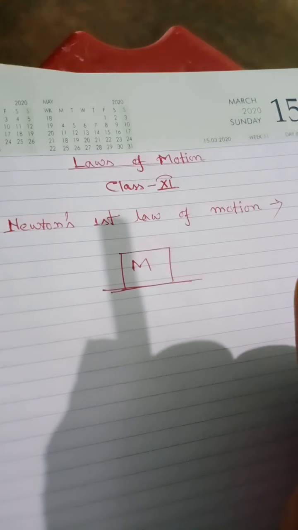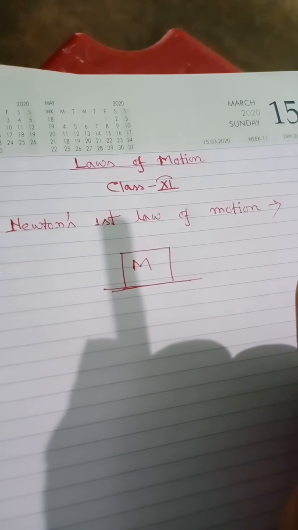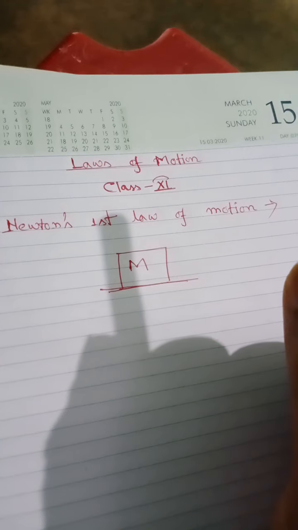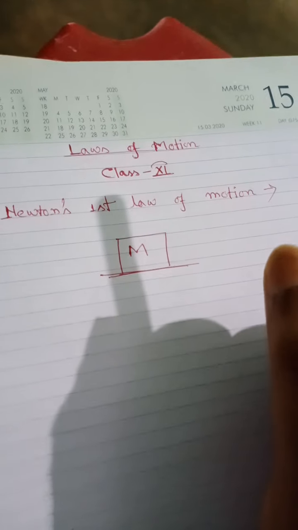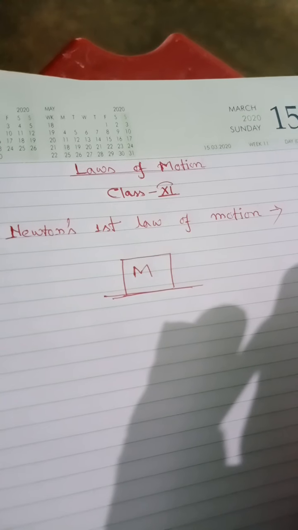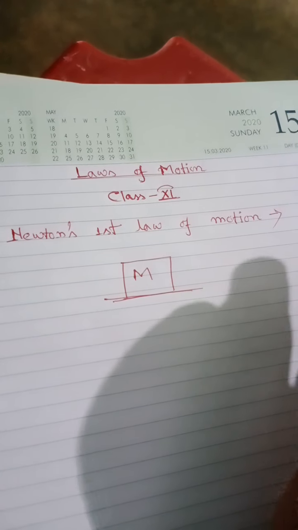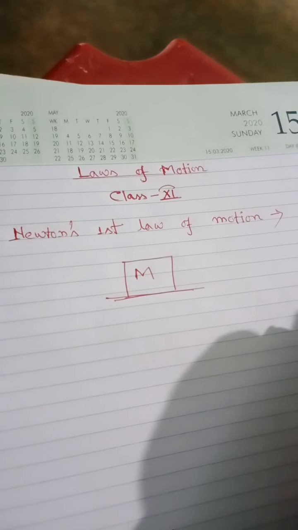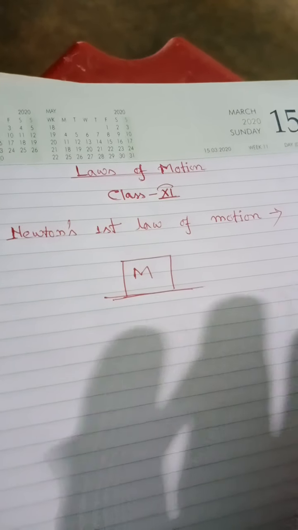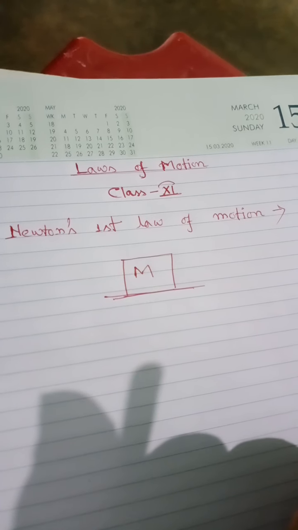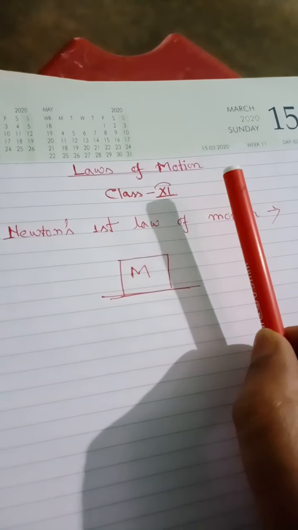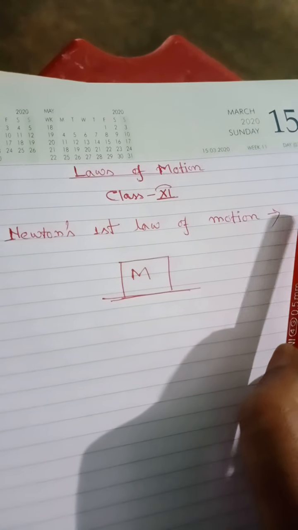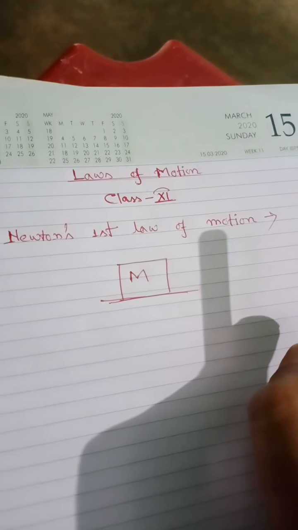If you can prepare any surface where there is no frictional force and no air resistance, that means you prepare one space where there is no air, and the surface is completely smooth, no friction will be there. In this situation, if you throw a cricket ball, then the cricket ball will move forever, because now no external force is acting on that ball.